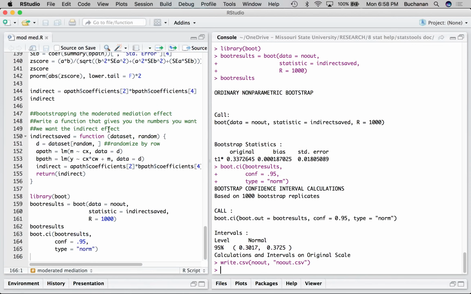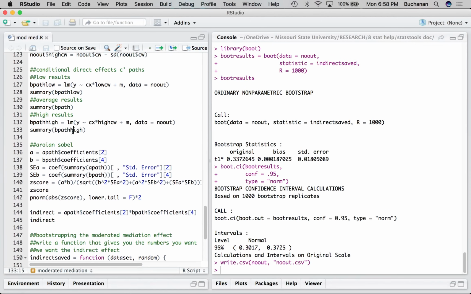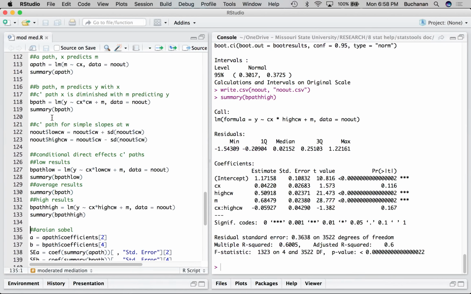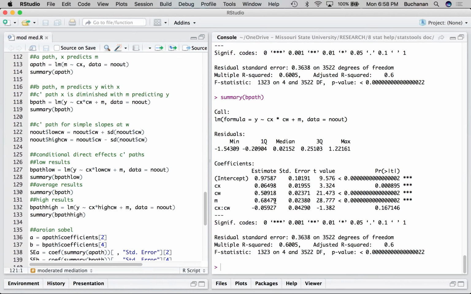Now this matches everything that we had gotten out of our B-path model. Oops, sorry, let me do the average B-path model. Okay. So none of this is significant. Maybe our p-values are just slightly different, but that might be a number of decimals issue.